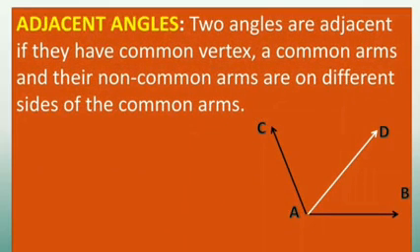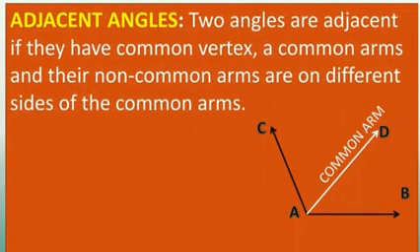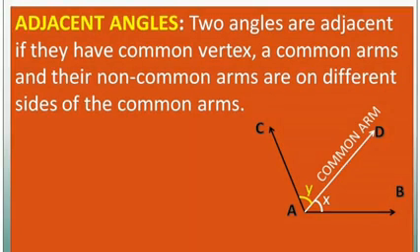Next is adjacent angles. Two angles are called adjacent angles if they have a common vertex, if they have a common arm, and the non-common arms are on either side of the common arm. Then they are called adjacent angles. Look at the picture. X and Y are called adjacent angles.